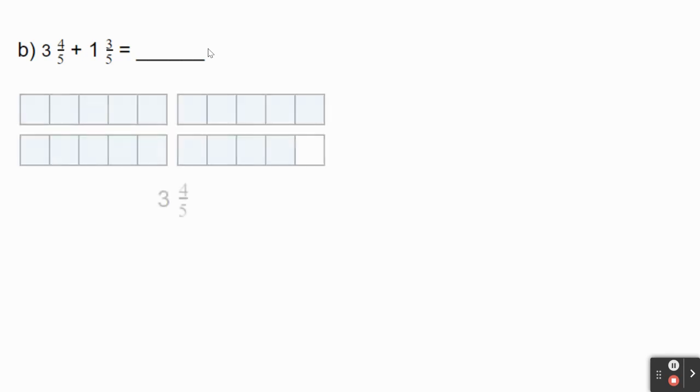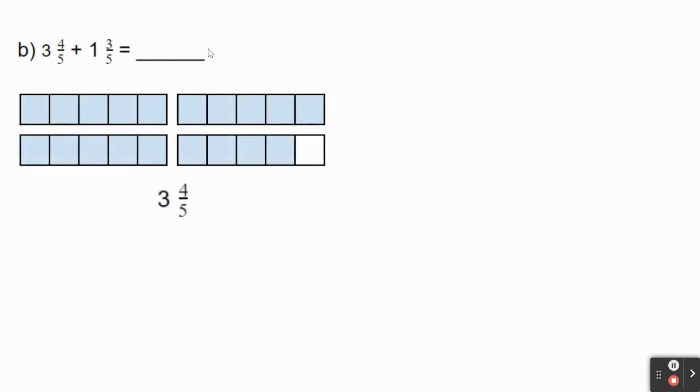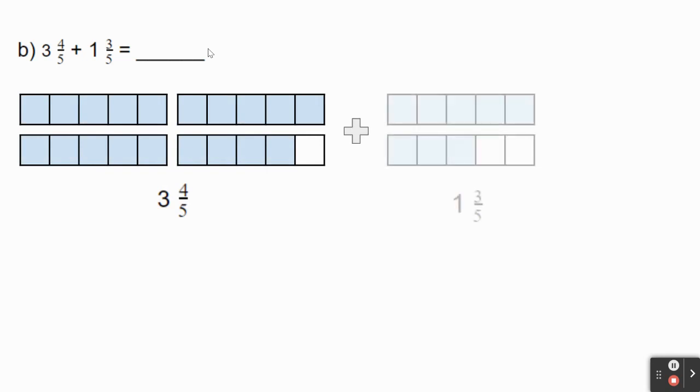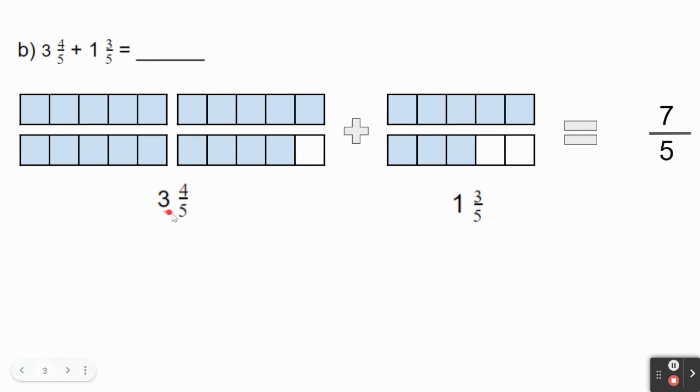Let's try another problem. Here we have 3 and 4/5 plus 1 and 3/5. We'll use visual models to represent both of these fractions. Here we have 3 wholes and 4/5 shaded of another whole plus 1 and 3/5. Let's first start by adding the fractions. 4/5 plus 3/5 is equal to 7/5. Now we can add the wholes. 3 wholes plus 1 whole equals 4 wholes. So we have 4 and 7/5.